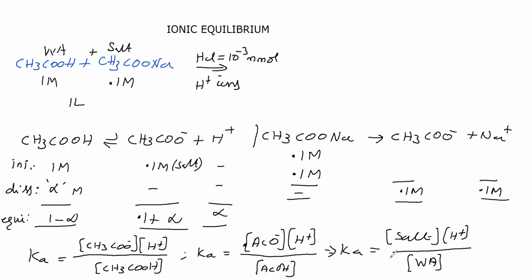Why have we written like this? This acetate ion we have written as the salt concentration. Salt concentration in the sense this 0.1 molar, not 0.1 plus alpha. Why have we not taken 0.1 plus alpha here? Why are we taking 0.1? Similarly, this weak acid concentration we are taking as the initial concentration of this weak acid, that 1 molar. We are not taking 1 minus alpha molar. Why do we do like this? That we will see. Okay.